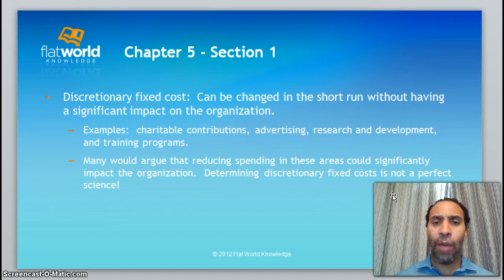So many would argue that reducing spending on these areas could significantly impact the organization. Determining discretionary fixed costs is not a perfect science. Of course, you have to have some judgment and also some luck in regards to that. I used to work for this company and thought they were going to get a big contract, didn't get the contract, and then they said, you know what, all these things like the Christmas party, all these events that we do, we're going to have to cease fire on these things for right now until we get our financials in order.